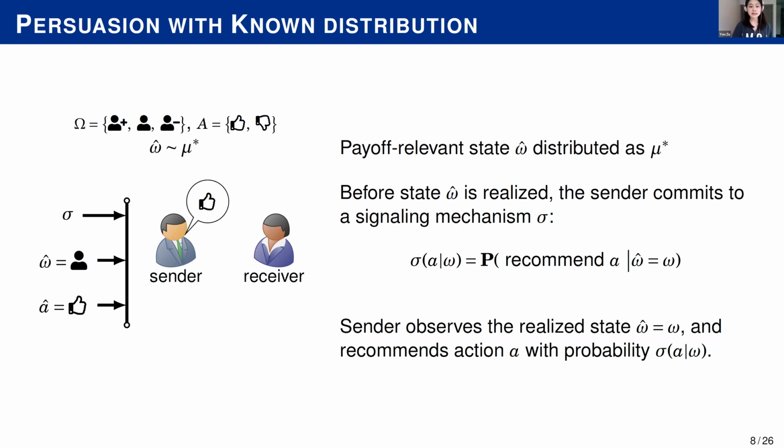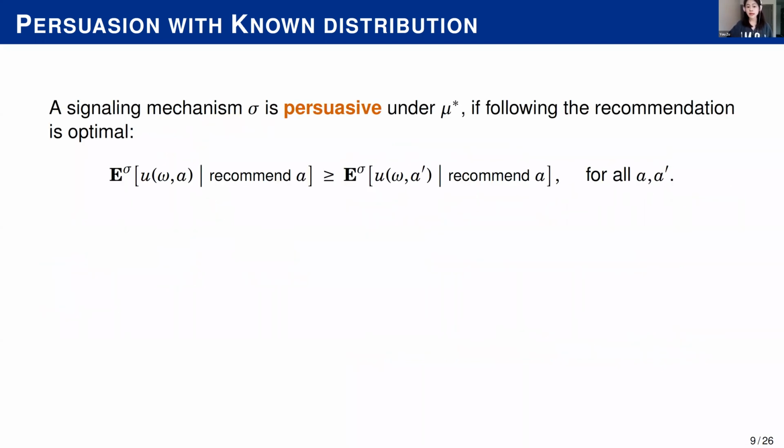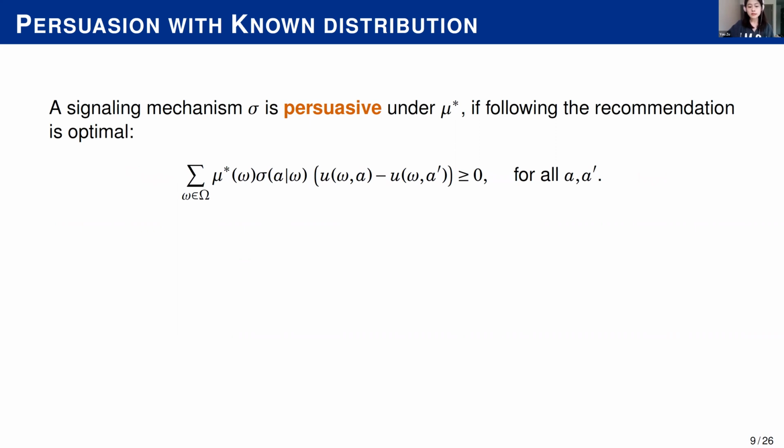The question we may ask is, how does persuasiveness mean in this known distribution setting? We say that a signaling mechanism is persuasive on the distribution mu star if, having received the action recommendation, the receiver's expected utility is maximized by choosing the recommended action A over other actions A prime. So if we expand this expectation, we would get a linear constraint, which is linear in the signaling mechanism. Here, note that this linear inequality requires the knowledge of the distribution mu star. So it might be a challenge if we don't know the distribution mu star.